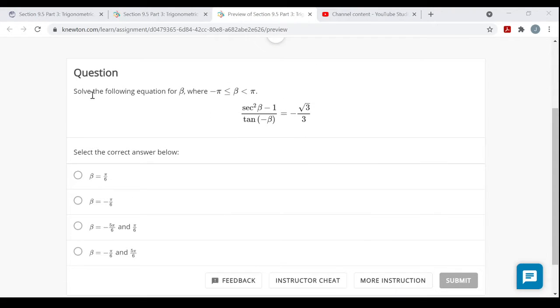Alright, so we're asked to solve the following equation for beta. But, like you've seen in previous assignments, previous objectives, if one of these trigonometric equations has a solution, it's going to have infinitely many. But they don't want all infinitely many, right? They just want the values of beta that would make this statement true between negative pi and pi, but not including pi.